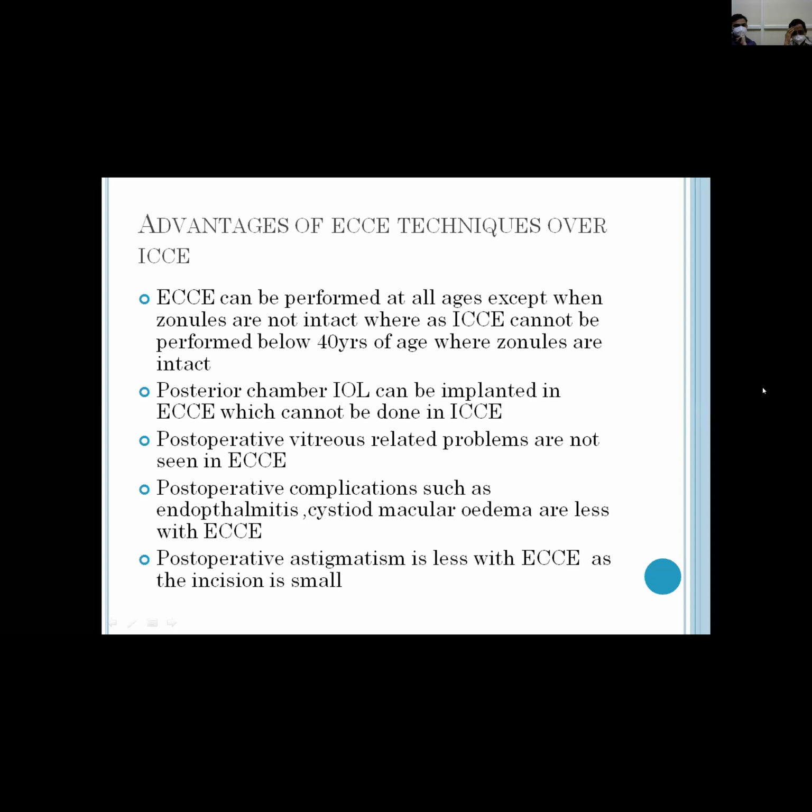Posterior chamber intraocular lens can be implanted in ECCE, which cannot be done in ICCE. Post-operative vitreous-related problems are not seen in ECCE. Post-operative complications such as endophthalmitis and cystoid macular edema are less with ECCE. Post-operative astigmatism is less with ECCE as incision is small.